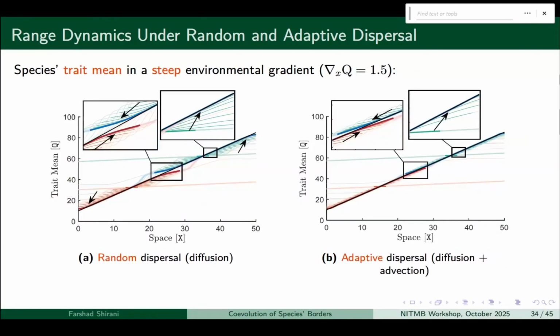And these are the curves of the trait mean. We see that when dispersal is only random, I just showed you that we have a character displacement over the region of sympatry. When dispersal is adaptive, this character displacement is substantially reduced. So these species can coexist without showing character displacement, but over a shorter region. And of course, adaptive dispersal makes the adaptation much faster than random dispersal.